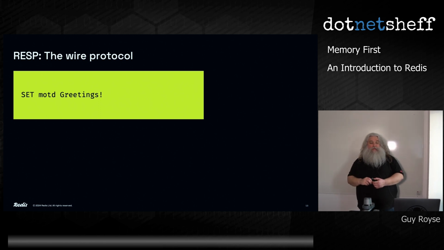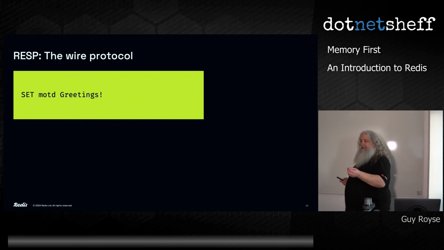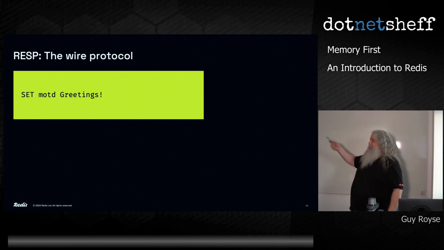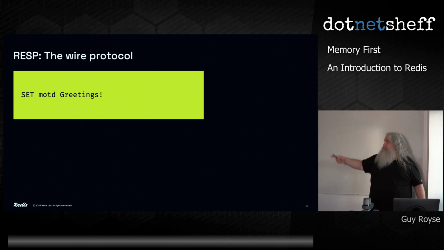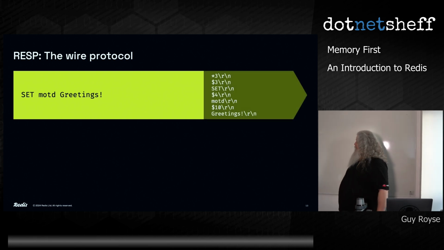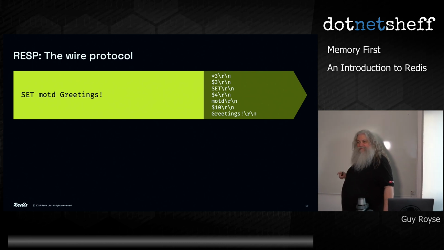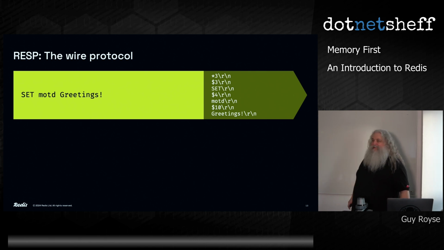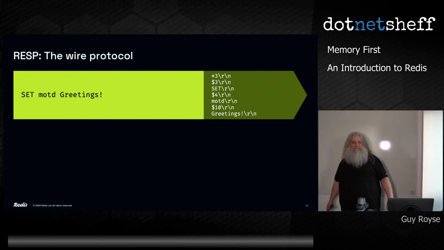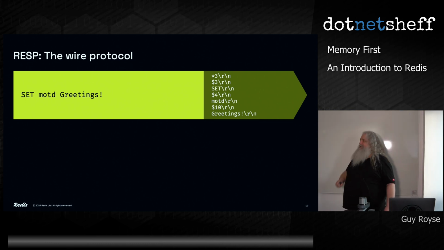So if I want to send the command set, this is going to set a key in Redis, a string. I'm going to do message of the day, and the value is greetings. Here's what it sends over the wire. It sends *3, carriage return line feed. It's very Windows friendly that way. The *3 means I'm going to send you 3 arguments. Then it says $3. The first argument is a string. That's what the $ means.